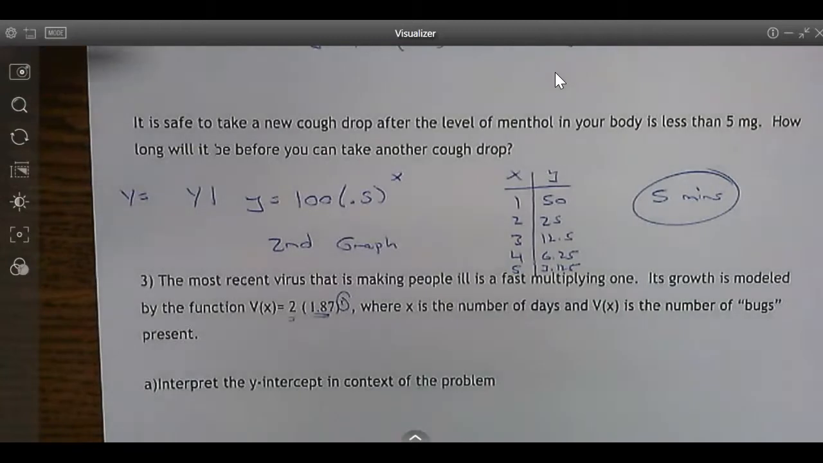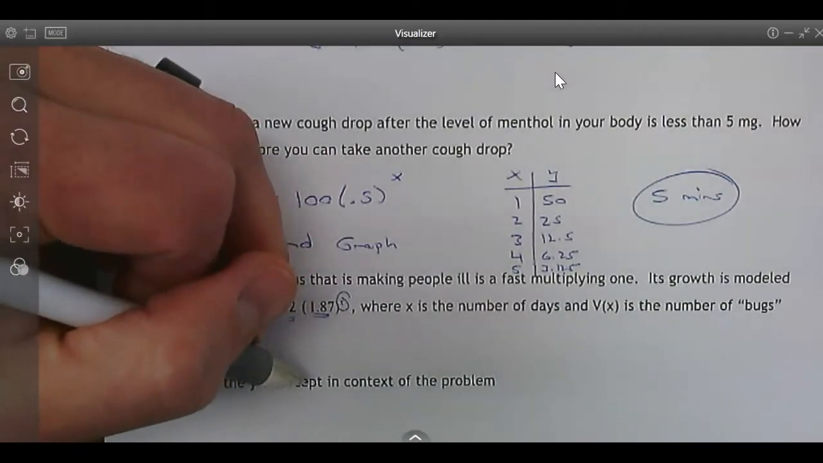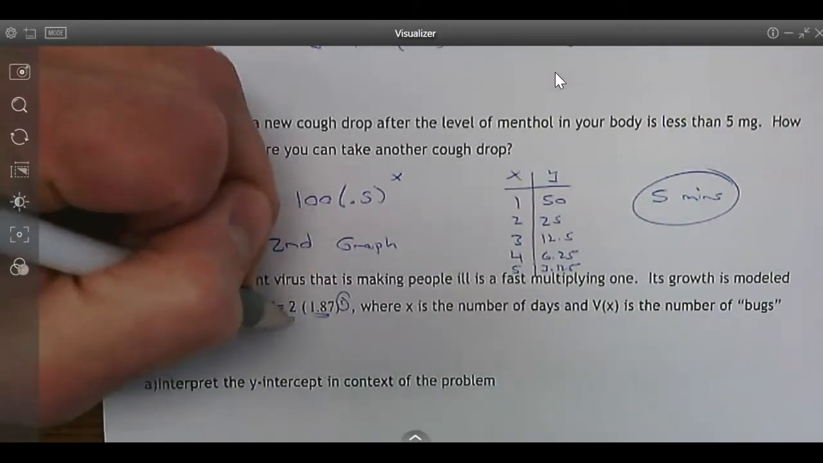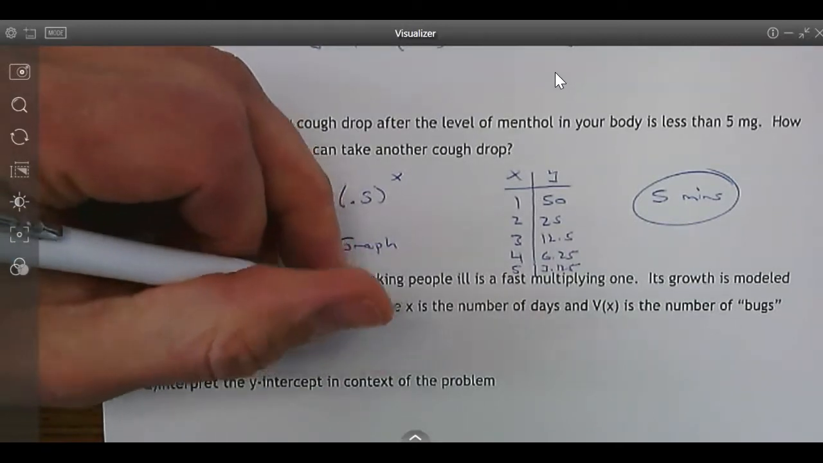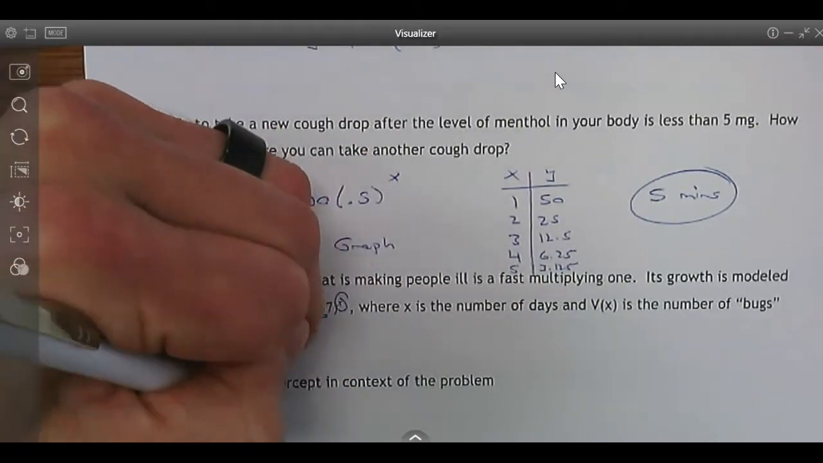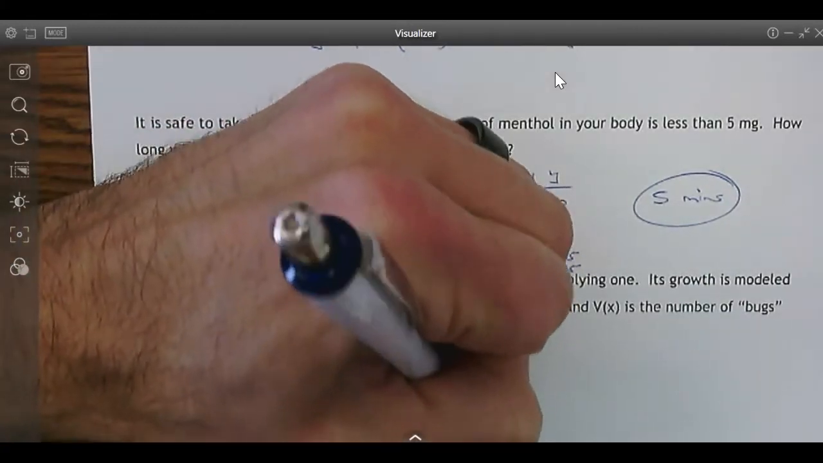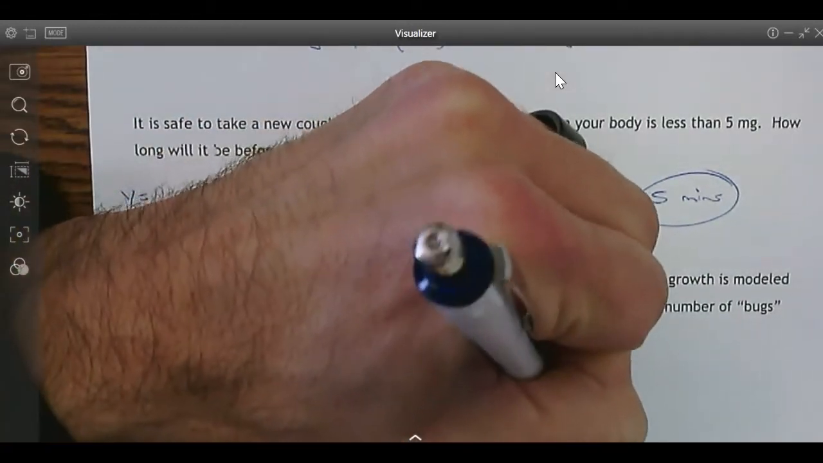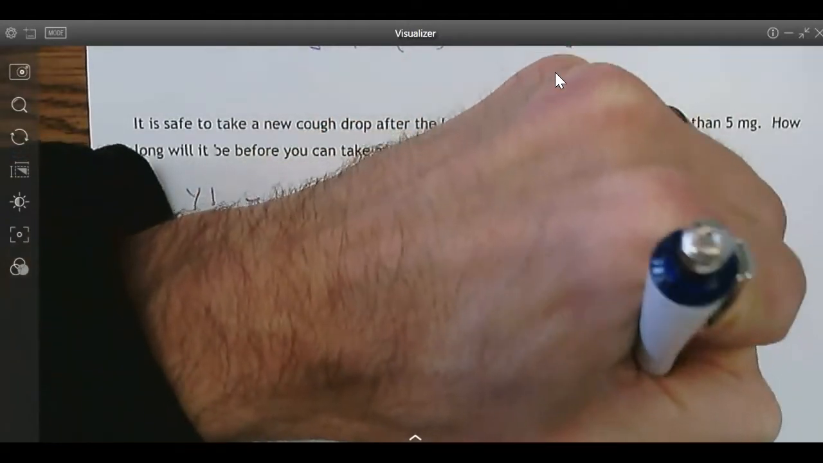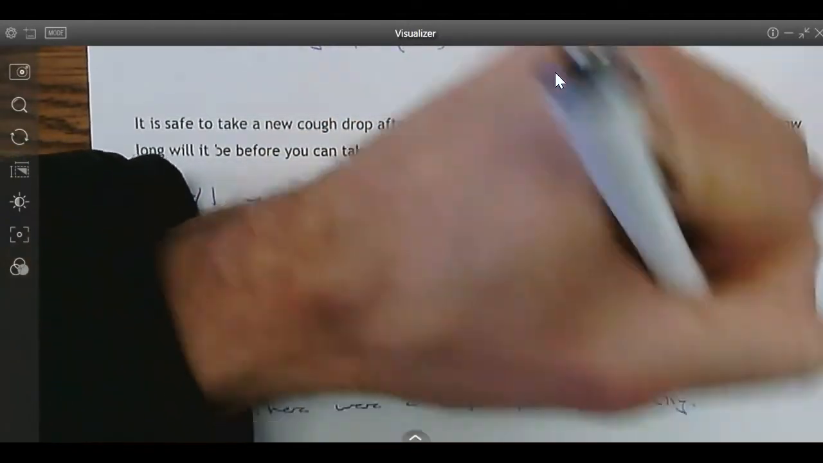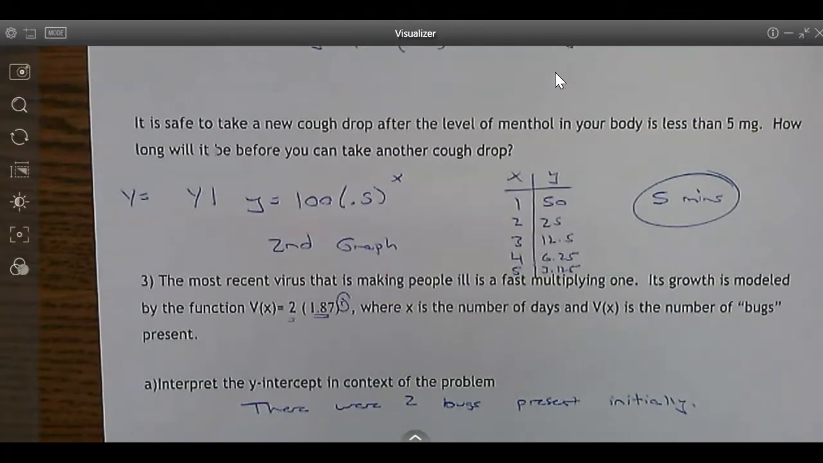So what we need to do is interpret the y-intercept. That's the initial value after 0 days. So this means there were 2 bugs present initially. Just a reminder, you should be writing all of this down as you go because you're going to need to use this lesson for questions 1 through 5 on the quiz that you need to complete.